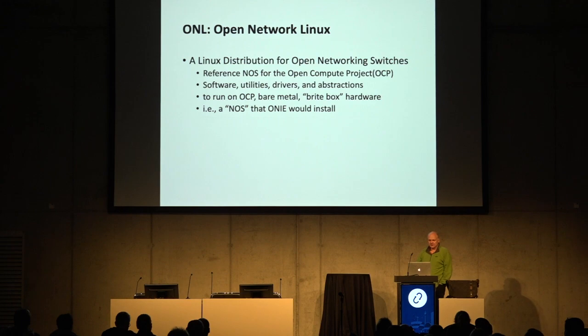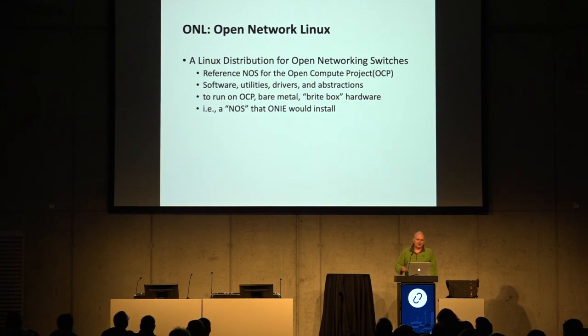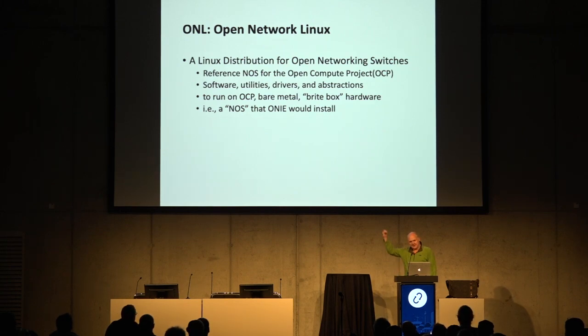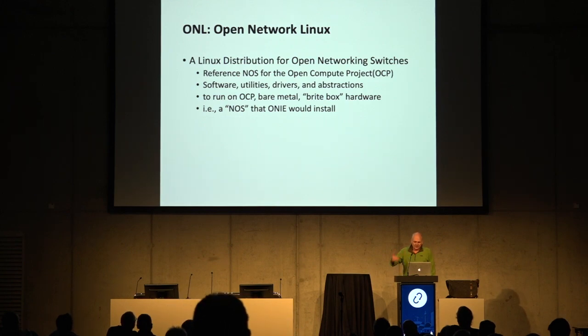So going a bit deeper into that, what Big Switch did, as part of the Open Compute Project, was bring up something which they called Open Network Linux, ONL. This is a traditional Linux distribution, but enriched with respect to components for networking. So this is the network operating system they put as a standard on all those switches coming from OCP. Now you have a guarantee that those bare metal, bright box hardware works with an operating system on top of that.